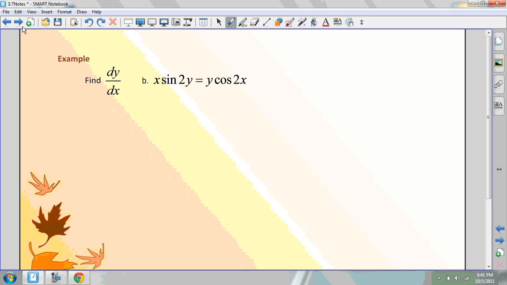Okay, next example. x times sine of 2y equals y times cosine of 2x. So I have the product rule on both sides of my equation. So the derivative of x first is 1, I'll write out every step, times, keep the second as it is, so sine of 2y, plus x as it is, times the derivative of sine of 2y. Well, derivative of sine of u is cosine of, keep the inside the same, we're doing the chain rule, times the derivative of the inside. Derivative of 2y is 2 times dy dx.